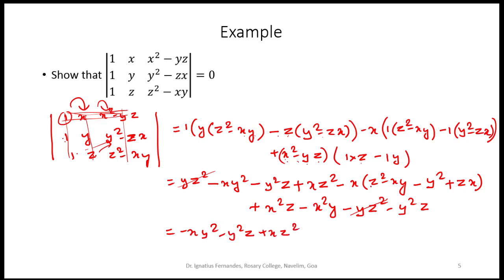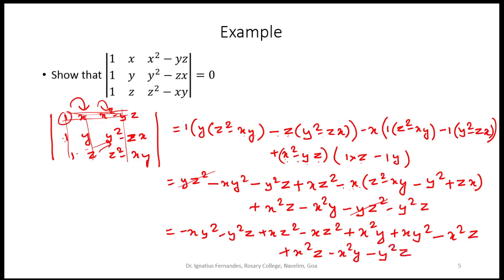Now let me simplify this term. So x multiplied to z square, so minus xz square, minus x multiplied to minus xy, so it will be plus x into x square into y. Next I have minus x into minus y square, so plus xy square, and then minus x multiplied to plus zx, that will give me minus x into x is x square into this z, okay, plus x square z minus x square y minus y square z.